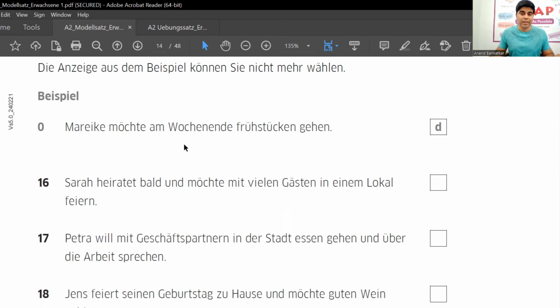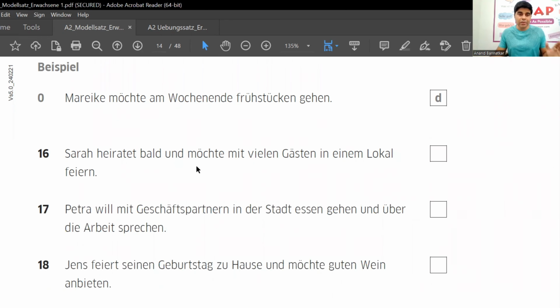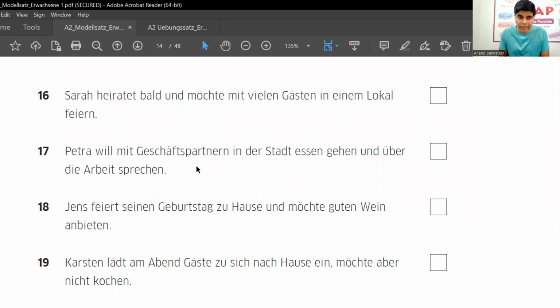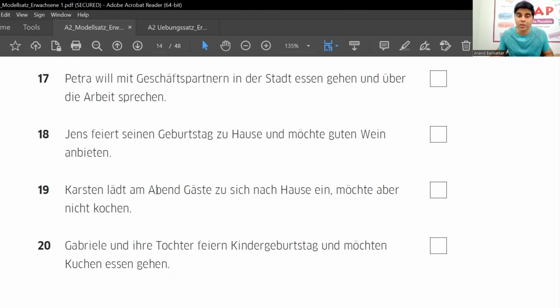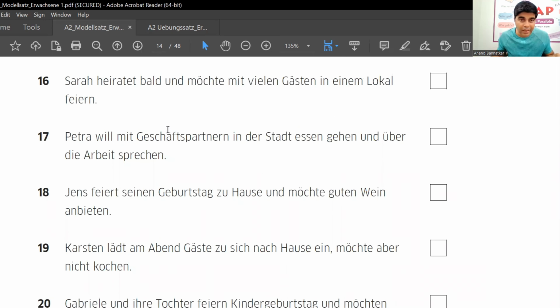Let's see here. We are going to read all these questions first, so that we understand what we need to find out. Once we know who wants what, we read all the advertisements, and we'll remember, aha, this advertisement can be helpful for Sarah, Petra, Jens, Carsten, Gabriel. You can see the names there. First one: "Sarah heiratet bald und möchte mit vielen Gästen in einem Lokal feiern." You need to find one restaurant where she can celebrate with many guests.